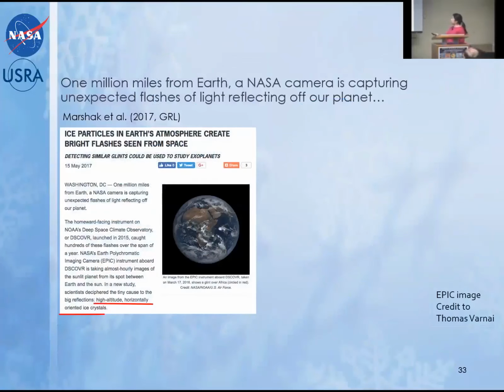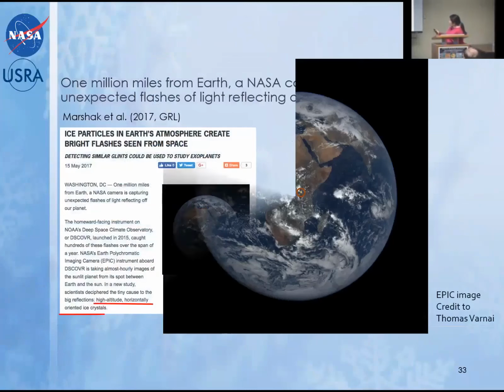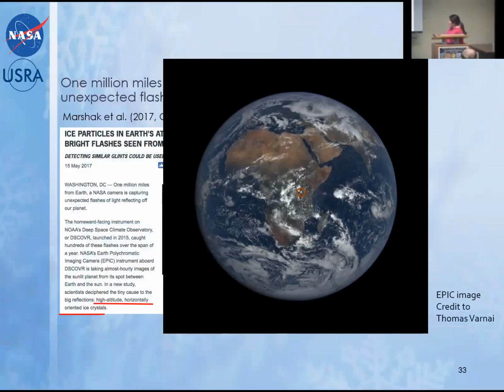So this is one story from the passive visible sensor from DSCOVR, the EPIC instrument. This is an image we took from EPIC. If you look closer, you can see a shiny spot here, which means the ice crystals here are preferentially horizontally aligned. For visible light, they act effectively like a mirror to reflect the sunlight back, and that's why you get a spotlight here. That's what you get from visible.